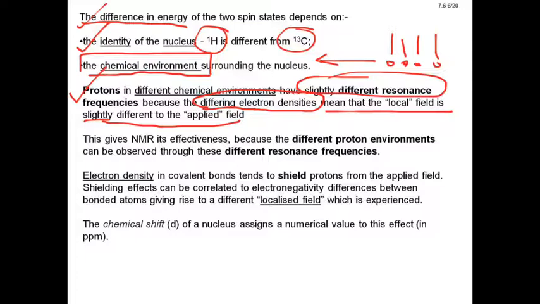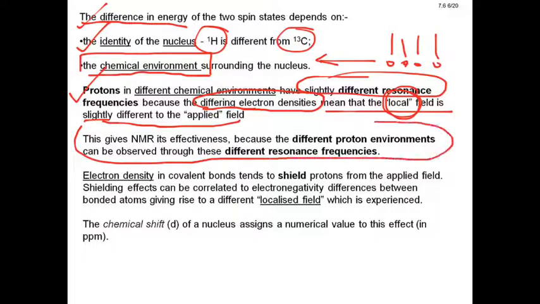So this gives rise to variations across the geography of the molecule, which then gives rise to variations in the local, quote-unquote, field, the local field that certain protons experience, and therefore that means that the resonant frequencies for absorption of NMR will be slightly different. That's what makes NMR work. This is what gives NMR its effectiveness, because different proton environments can be observed through these different resonance frequencies.